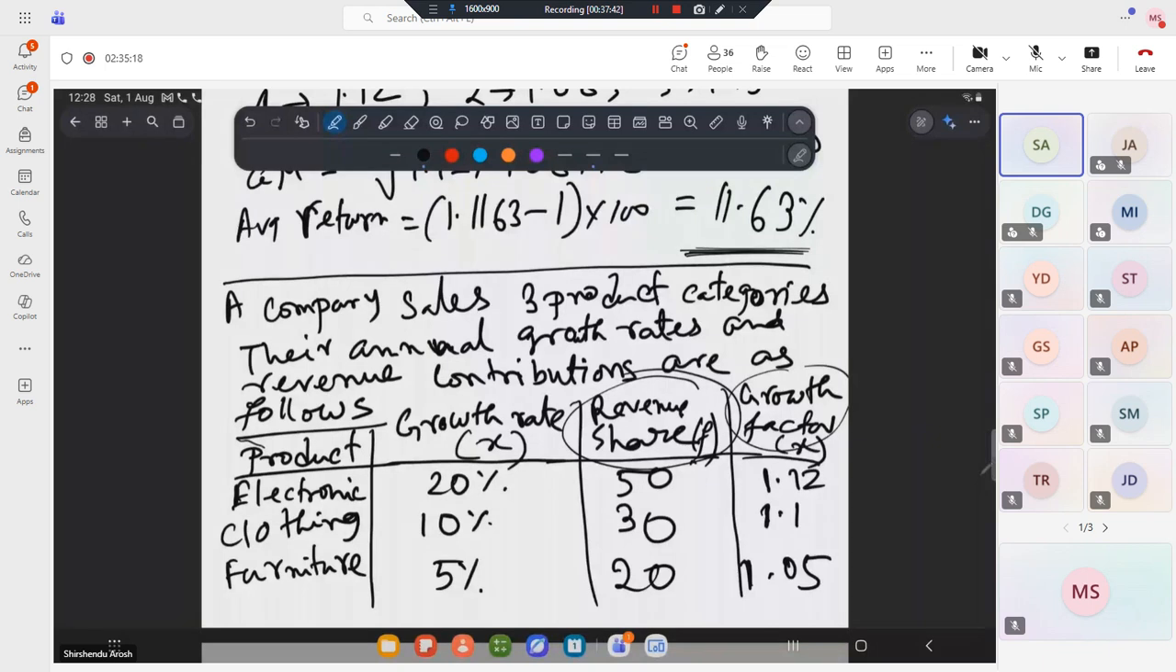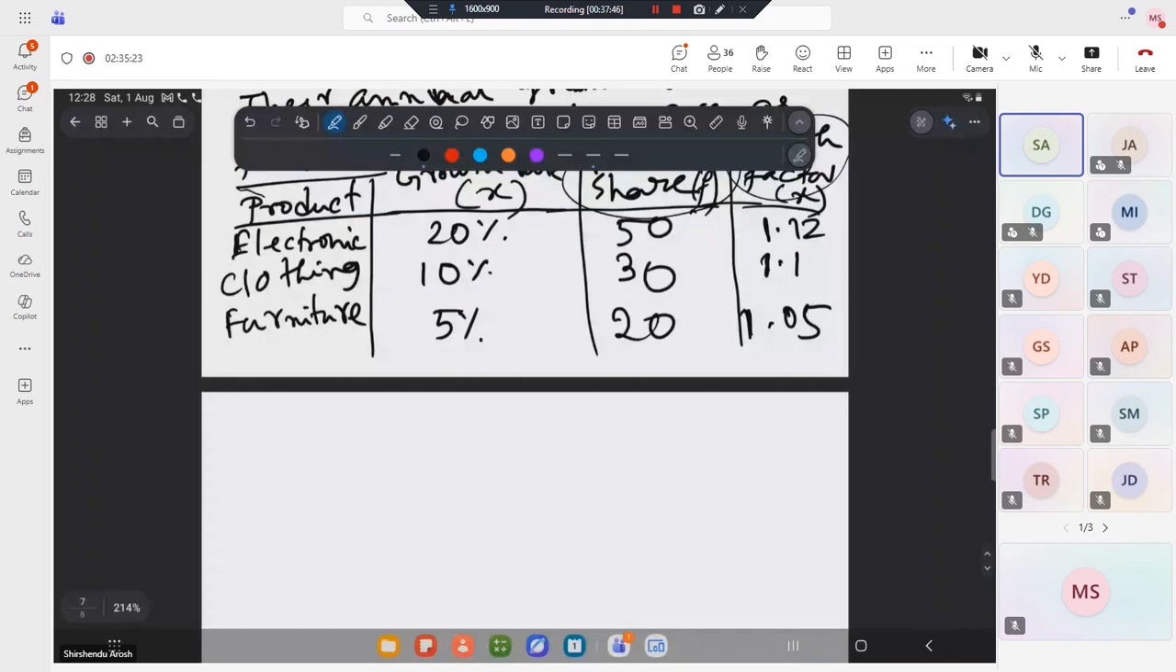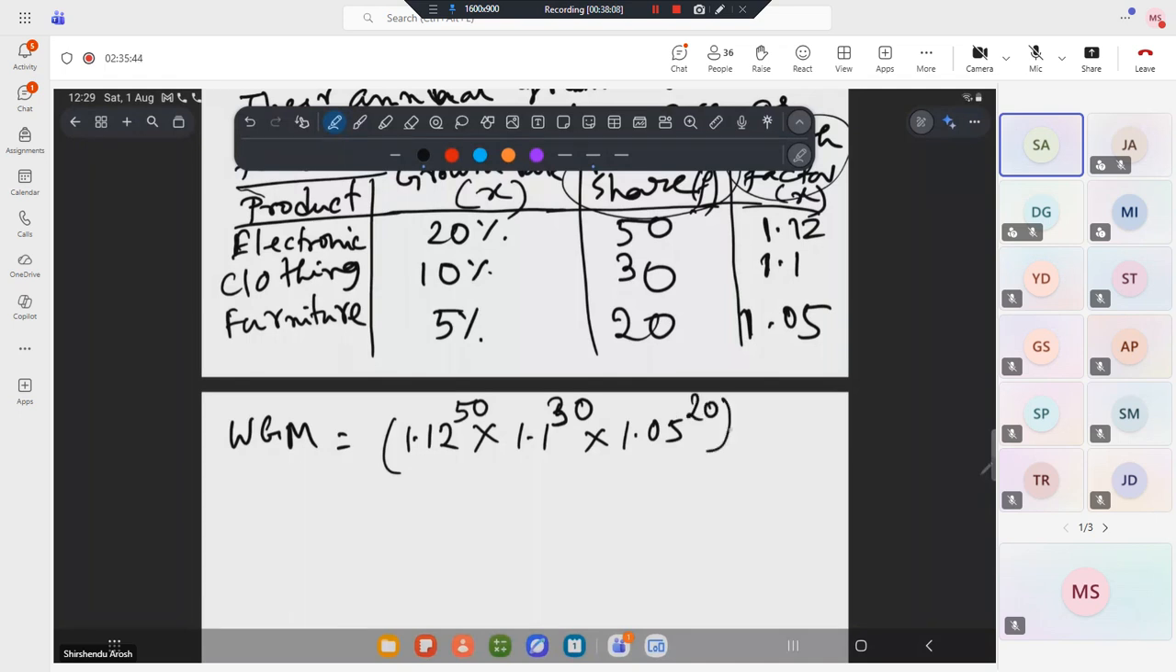Now if I want to find out the average, I have to use, of course, the frequency formula, that is weighted GM. So typically I can write like 1.12 to the power 50 multiplied by 1.1 to the power 30 multiplied by 1.05 to the power 20, by 100, that is 50 plus 30 plus 20, like that. Of course, how you solve this is up to you.